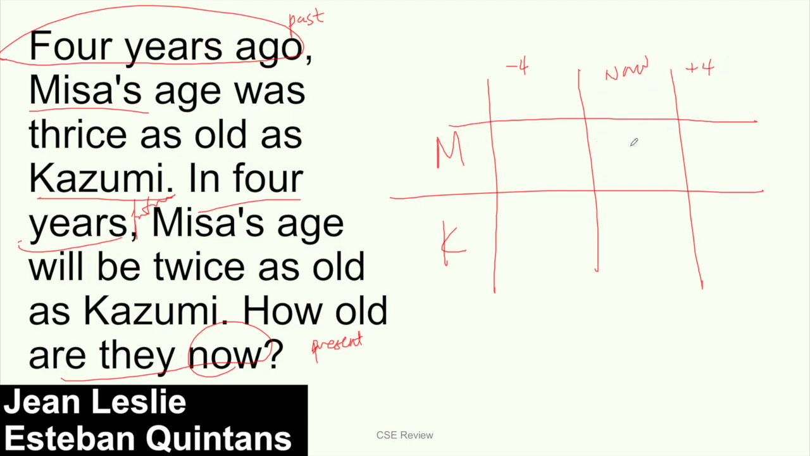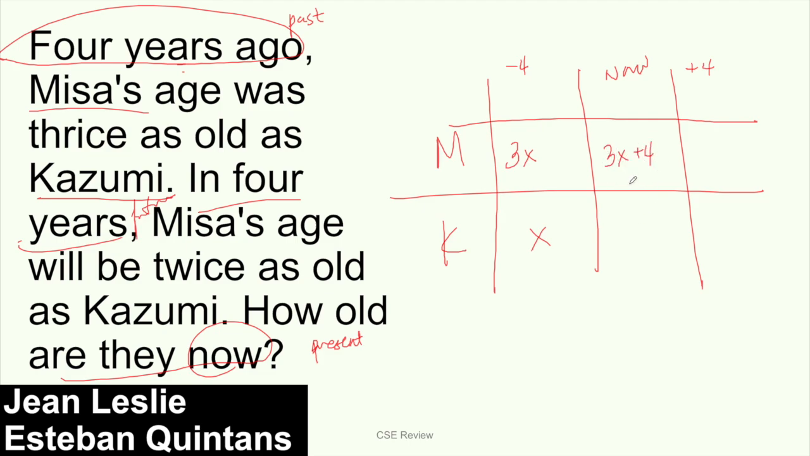Okay? Ngayon, isa-isahin natin yung information. Sabi, 4 years ago, which is here, Misa's age was thrice as old as Kazumi. So, kung si Kazumi ay X, si Misa daw equals sa 3 times nito, which is 3X. Ngayon, in 4 years, Misa's age will be twice as old as Kazumi. Ngayon, paano muna tayo makakarating doon? Isa-isahin muna natin yan. Kung si Misa ay 3X 4 years ago, ngayon siya ay magiging 3X plus 4.